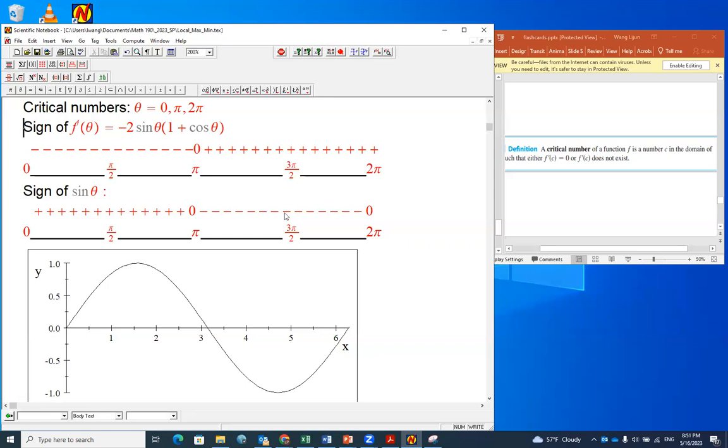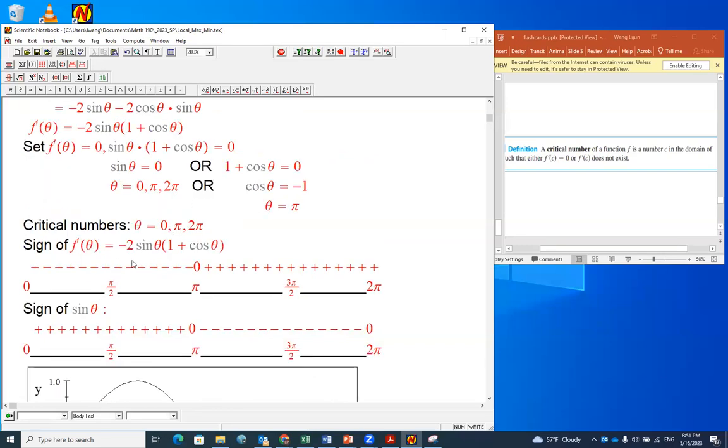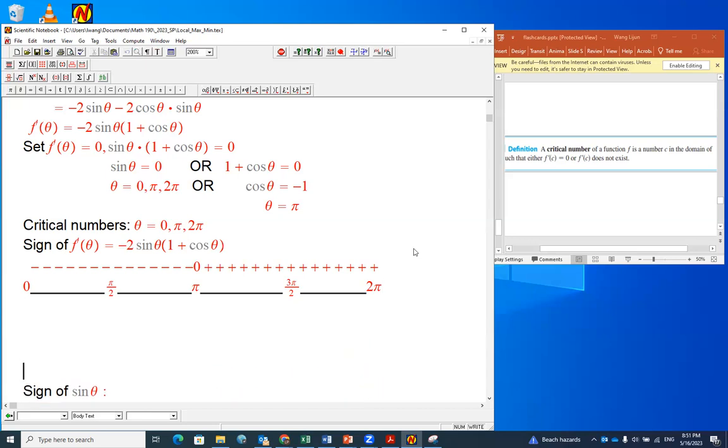So in terms of increasing, decreasing, what can we say? What information have we used here? We use the sign of one plus cosine theta, which is always positive, negative two is negative, and sine theta has sign changes in different quadrants, so we have used all of the information. After all of this information is used, now we can say f of theta is decreasing on the interval from zero to pi, because the derivative is negative.